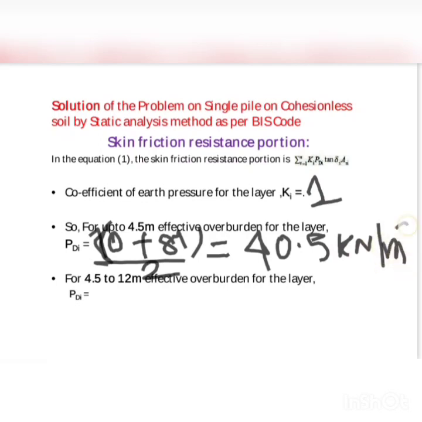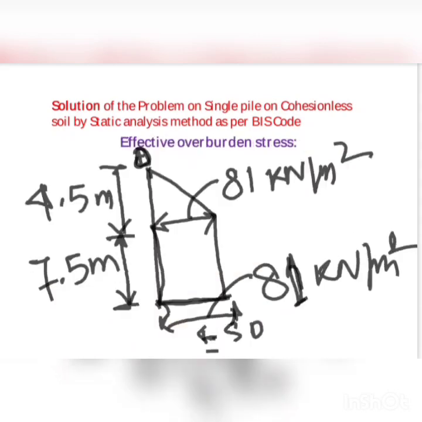In this portion we have to take the average because this is not constant. And for the rest portion, that is for 4.5 to 12 meter, effective overburden pressure of the layer is, we can directly write it as 81 kilonewton per meter square. Let me show you the diagram. You see from this diagram, this is 0, this is 81. So for initial 4.5 it has to be the average, and for the rest 7.5 meter it is constant, that is 81 kilonewton per meter square.